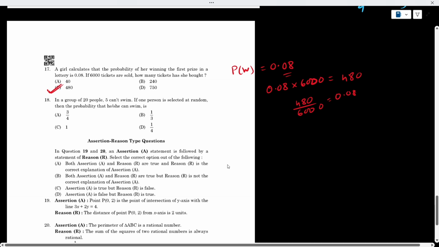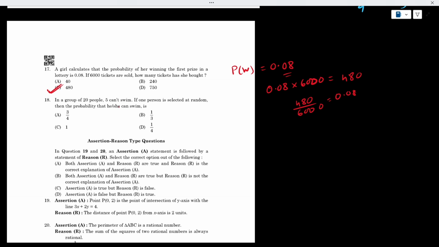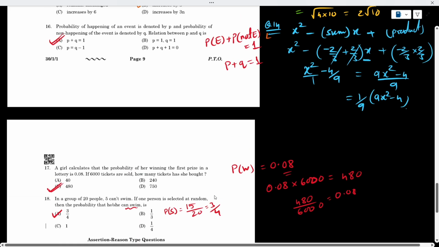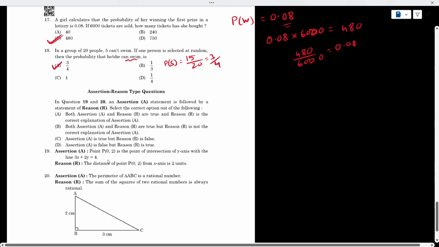Now next question, in a group of 20 people, five people can't swim. If one person is selected at random, then what is the probability he can swim? Now if 5 people can't swim, there are 15 people who can swim here, and the probability will be 15 by 20, so it is 3 by 4. Right, so the answer option number A is the right option. So all these last 3 questions are based on probability.